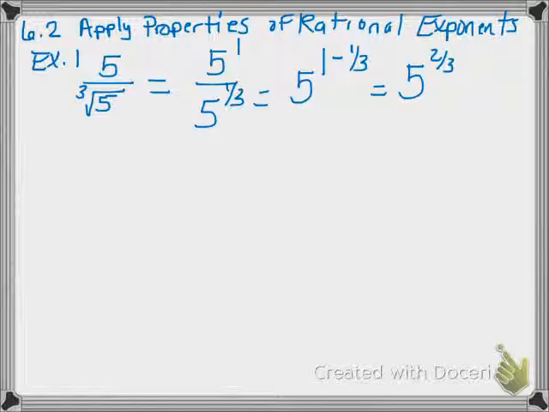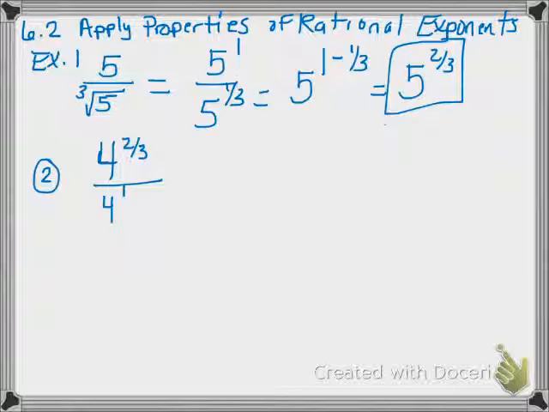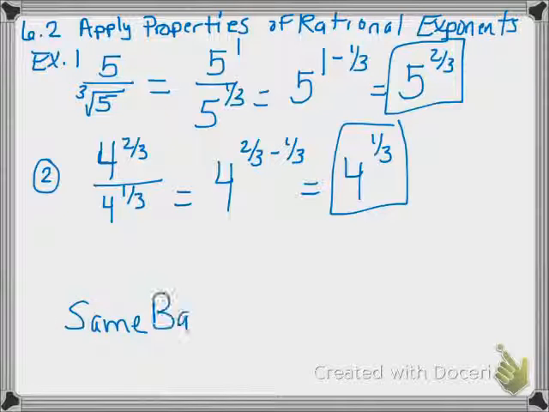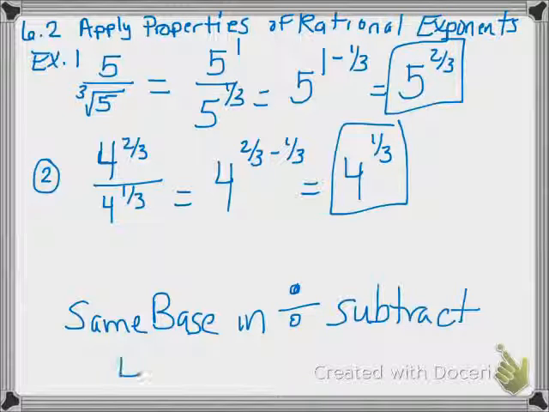So keeping that in mind, on your worksheet from today, let's look at number 2. Since both of them have the same base and it's division, you have to subtract your exponents. So we have 4 to the 2/3 minus 1/3, which gives me 4 to the 1/3. So those are pretty simple. This one is going to be similar. You should be able to do number 7 because it's very much like it. So please remember, same base. This is why when you're dividing, you have to subtract your exponents.